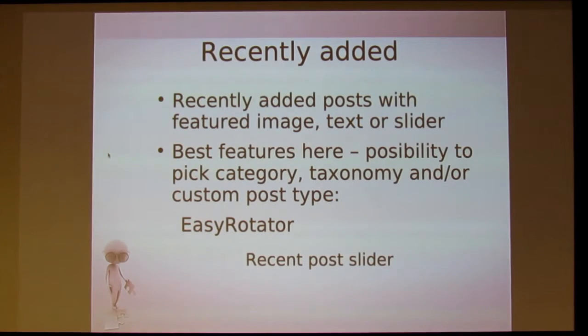Next, for some recently added posts or featured images, you can choose between a lot of plugins. In my experience, I've used Easy Rotator. It's not that good because you have to install an application on your own computer to use it. But actually, when you need it, you can have a slider with your recent posts by category, by custom post type, with their descriptions or excerpt or title, whatever you want.